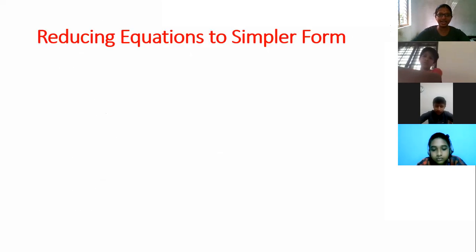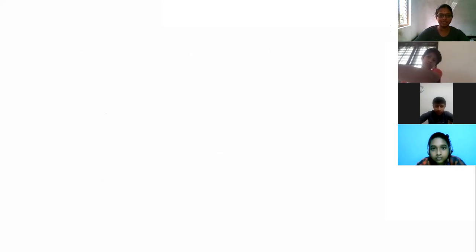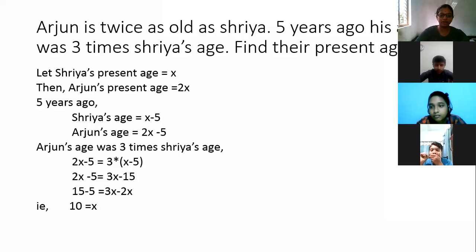Okay. Then this is an example. Miss, can you say the answer once more? Should I say it? The answer is Shreya's present age is x, that is x is equal to 10. That is, Shreya is 10 years old and Arjun is 20 years old. Is it enough? Miss, since it says twice, isn't it double? Yes, double. Yes.